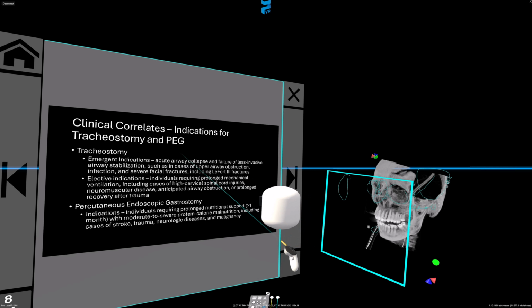Moving along, I wanted to discuss the clinical correlates, which are the indications for tracheostomy and PEG. So tracheostomy, emergently, indications include acute airway collapse and failure of less invasive airway stabilization methods, such as in cases of upper airway obstruction, infection, and severe facial fractures, including Le Fort type 3 fractures. And then elective indications include individuals requiring prolonged mechanical ventilation, including cases of high cervical spinal cord injuries involving the levels at or above C3, 4, 5, as those supply the phrenic nerve to the diaphragm. And then also patients who have neuromuscular disease, anticipated airway obstruction, or prolonged recovery after trauma.